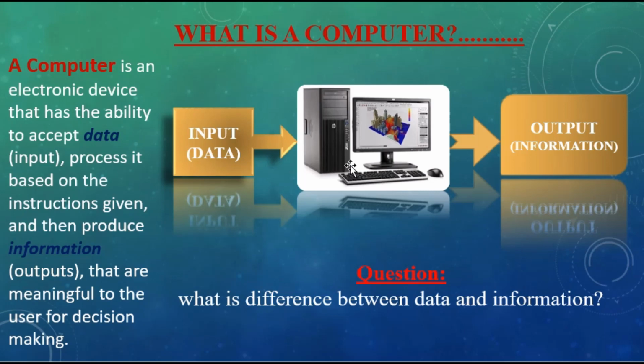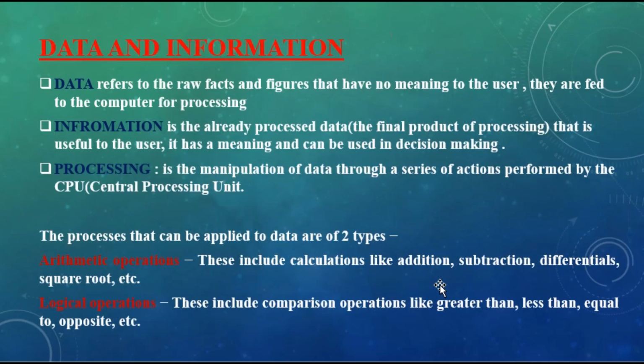Now, it is fed into a computer. In the computer, we have a processor, which is a CPU, which through various operations converts or transforms the data into meaningful output called information. Now, that will raise a question. What is the difference between data and information? Data refers to the raw facts and figures that have no meaning to the user and are fed to the computer for processing. Now, this is the input side of computing.